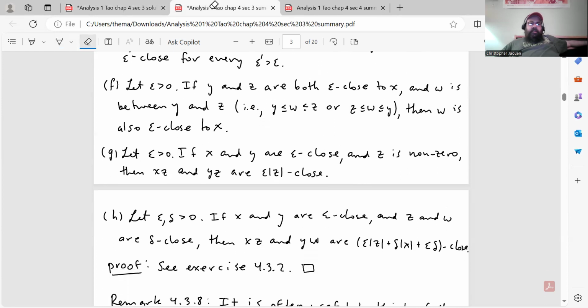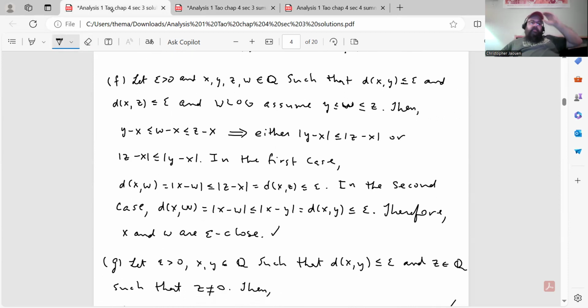Right, part F says let epsilon greater than 0. If y and z are both epsilon close to x and w is between y and z, here he suggests that means y less than or equal to w less than or equal to z, or the other way around, then the conclusion is that w is also epsilon close to x. So here's my proof. Let epsilon be greater than 0, and x, y, z, w rational numbers such that the distance between x and y is less than or equal to epsilon, and the distance between x and z is less than or equal to epsilon. And without loss of generality, we can assume that y is less than or equal to w less than or equal to z.